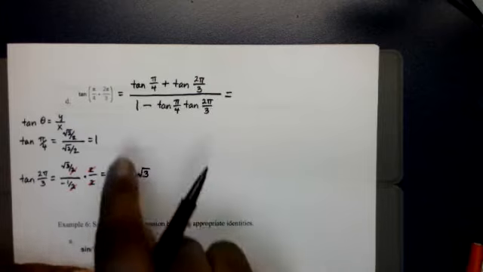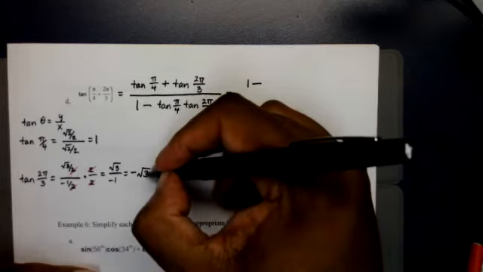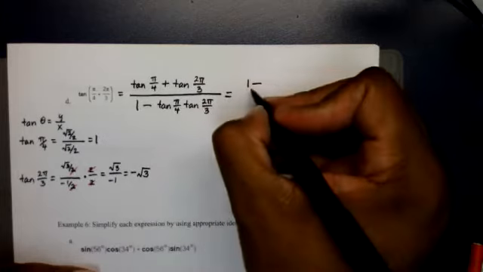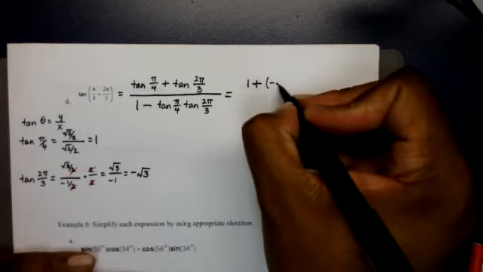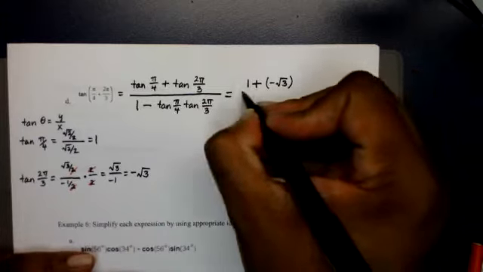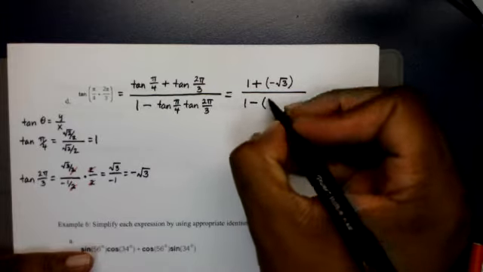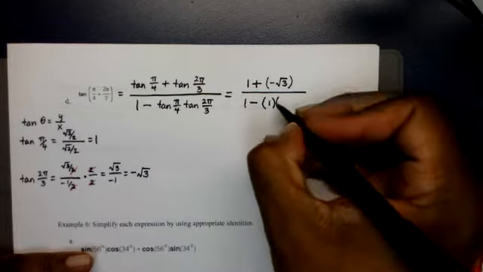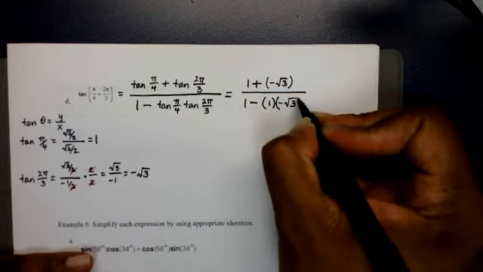So let's go ahead and fill this in. Tangent of pi fourths will be 1, plus tangent of 2 pi thirds, which will be negative square root of 3. All divided by 1 minus tangent of pi fourths, which will be 1, times the tangent of 2 pi thirds, which is negative square root of 3.